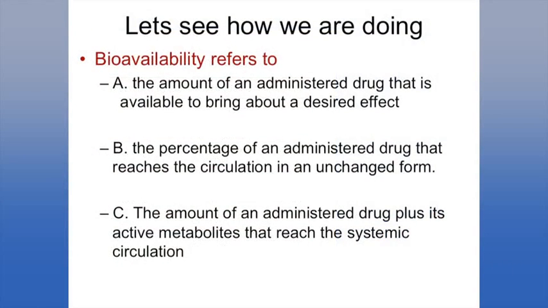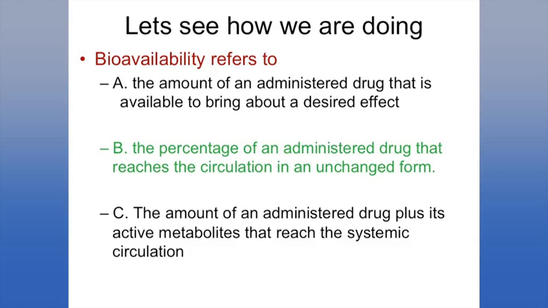Choose one of the following, A, B, or C. Bioavailability refers to the amount of an administered drug that is available to bring about a desired effect, or the percentage of an administered drug that reaches the circulation in an unchanged form, or the amount of an administered drug plus its active metabolites that reach the systemic circulation. Now I'm hoping that all of you get this one right. It is the percentage of the administered drug that reaches the circulation in the unchanged form.